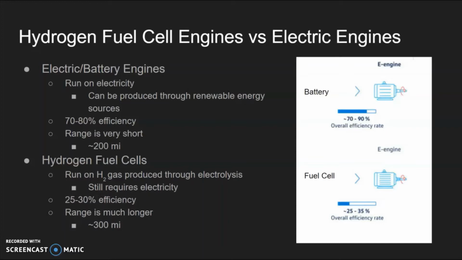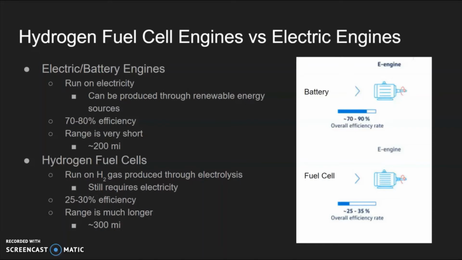Batteries have around 70 to 80% efficiency, but their range is very, very short. Most cars powered with batteries can only go around 200 miles without charge. Fuel cells, on the other hand, run on hydrogen gas that is produced through electrolysis. Electrolysis still requires electricity, as I was previously explaining, and that electricity will probably come from fossil fuels, since that's where 80% of our electricity comes from. However, you could also get this electricity from renewable sources.